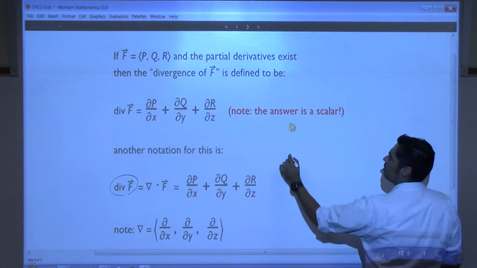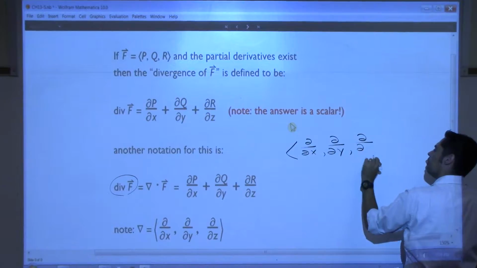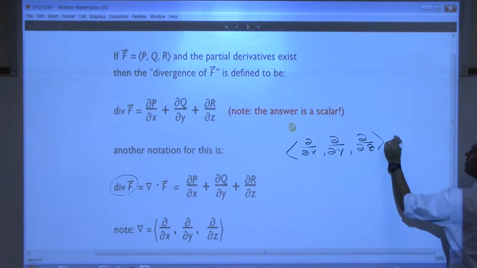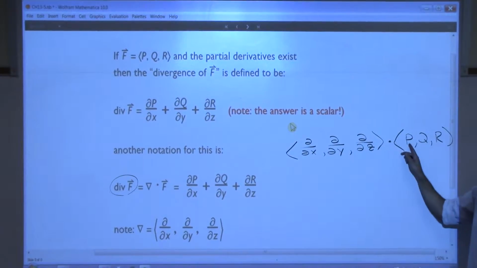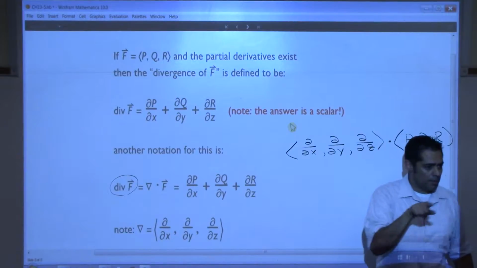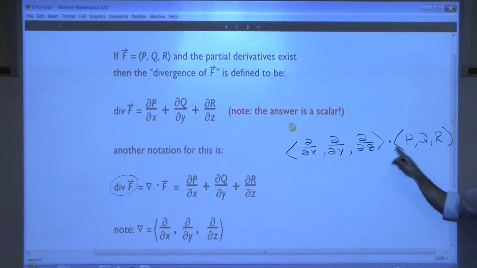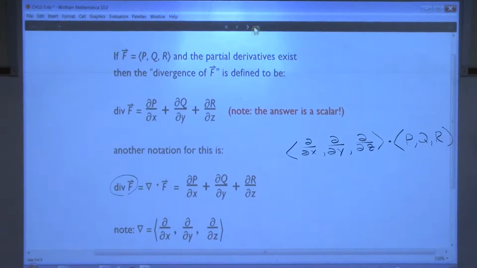So if I take, I don't think I have it written here, but this is del. Right? That's del. And this is f. P, Q, R. Then if I dot them, I do this and this together, right? Which means the partial of P with respect to x, because it's a dot product, plus partial of Q with respect to y, plus partial of R with respect to z. So it's super easy. All you're doing is taking the derivative of each of these component functions with respect to x, y, and z respectively and adding them together. And that's it. Your answer is a scalar.